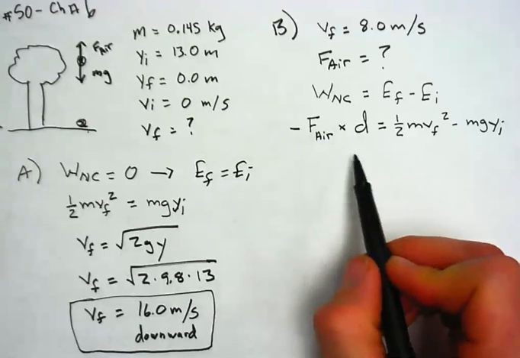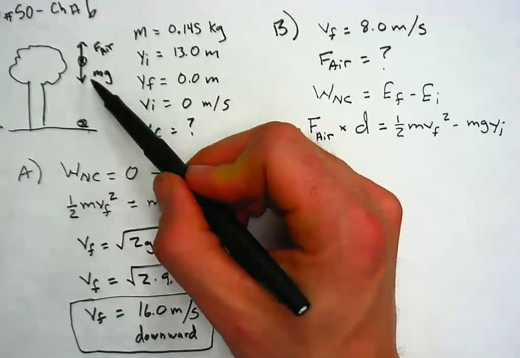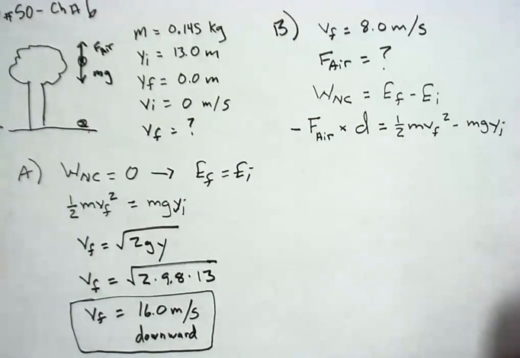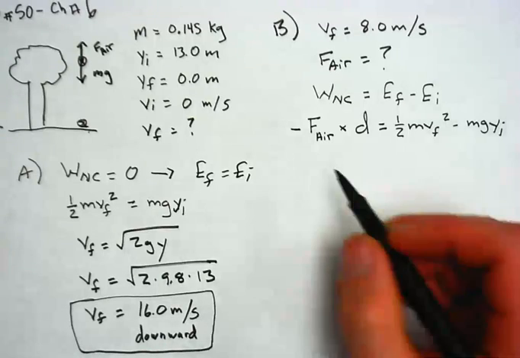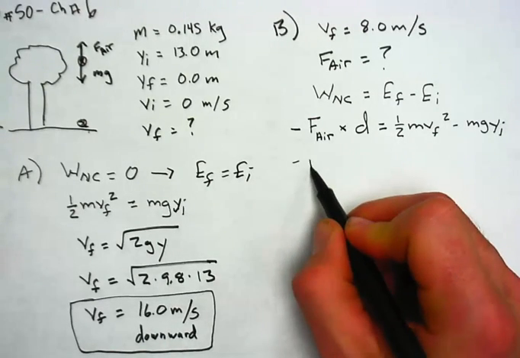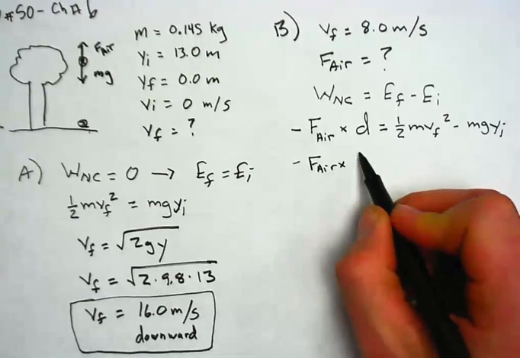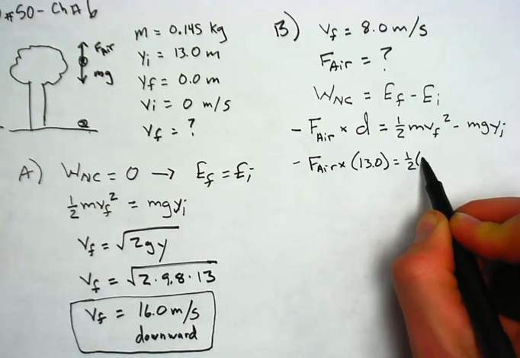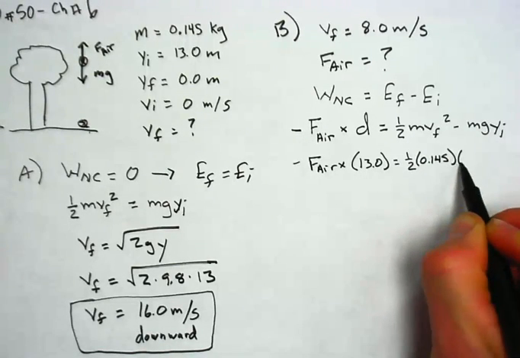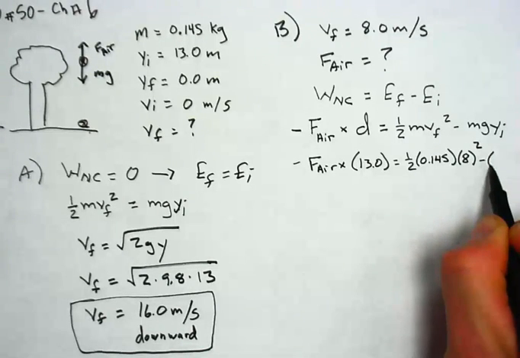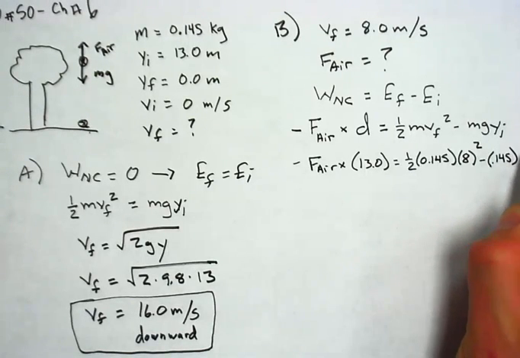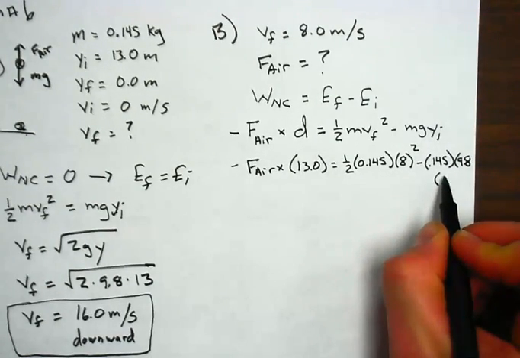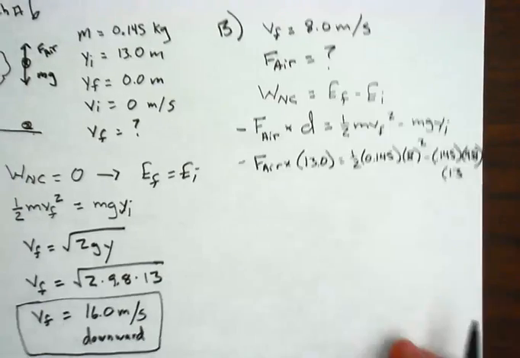Now notice that the work done is going to be negative. Why is this work done going to be negative? Well, the object's falling downward, the force of air resistance is upward. When that's the case, we have negative work being done. I'm going to plug in some numbers here. So we have negative force of air resistance times the distance we have fallen is equal to 1/2 the mass of the baseball times our final speed squared minus 0.145 times 9.8, running out of room here, should have planned better, times 13.